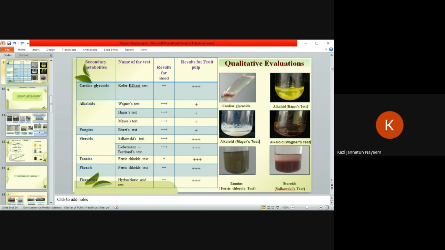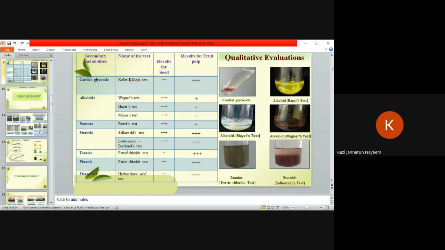Then protein and secondary metabolites I evaluated through the biuret test, steroid tests such as the Salkowski test and Liebermann-Burchard test, tannin ferric chloride test, phenol ferric chloride test, and flavonoid hydrochloride test. In some of the figures I mentioned the colors that came out after these test procedures, like cardiac glycoside, alkaloid Mayer test, alkaloid Wagner test, tannin, and steroid.